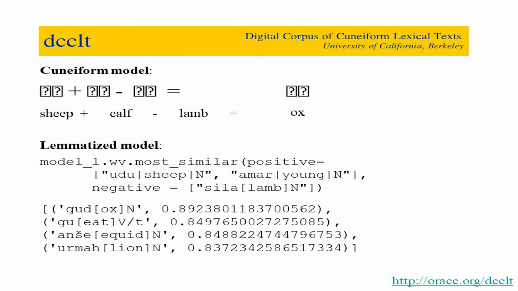We can do that same thing in the lemmatized model. And one of the surprises that I ran into is that the lemmatized model actually does exactly the same. It also gives you ox as the very first, most similar form. Not only the very first entry is the same, but actually the first three entries are the same. They are in slightly different order, but they are the same. And in transliteration, you again get that same word for ox out of it.